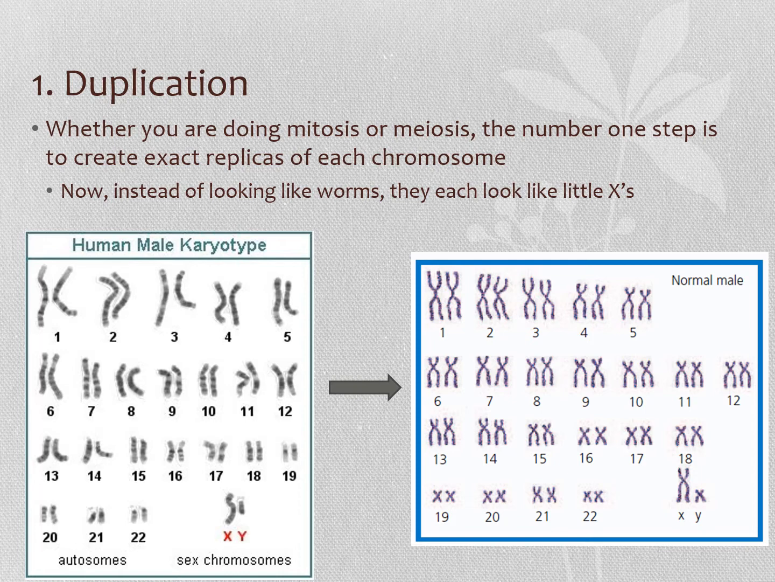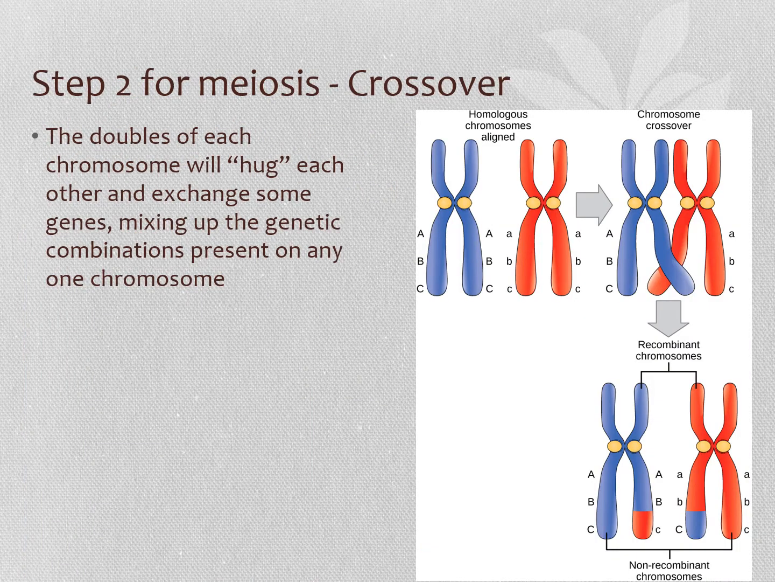It seems like we're completely going in the exact wrong direction since we wanted half as many, not twice as many, but just trust me, we will get there. So the first step of meiosis, number 1, is duplication, make exact copies of all of the chromosomes that you have. Then we go into step 2, which is called crossover.